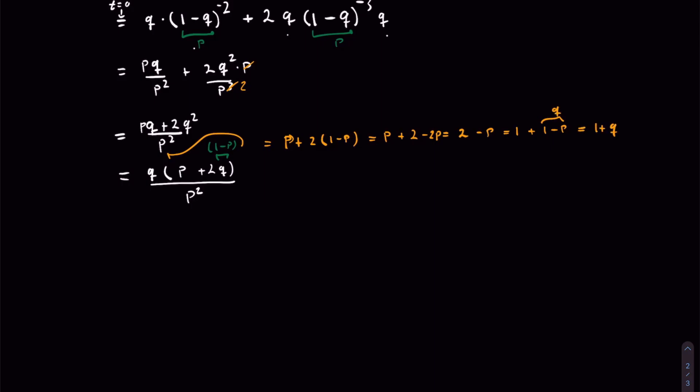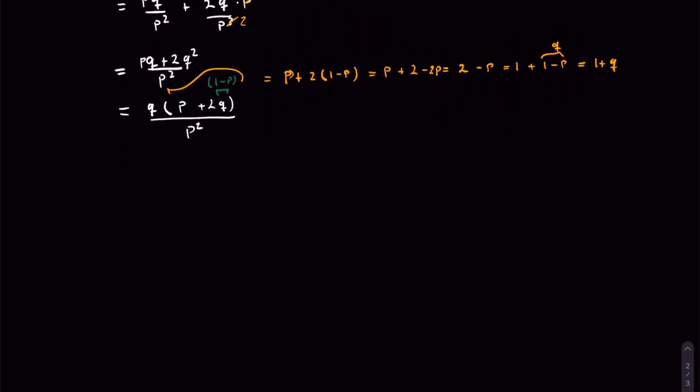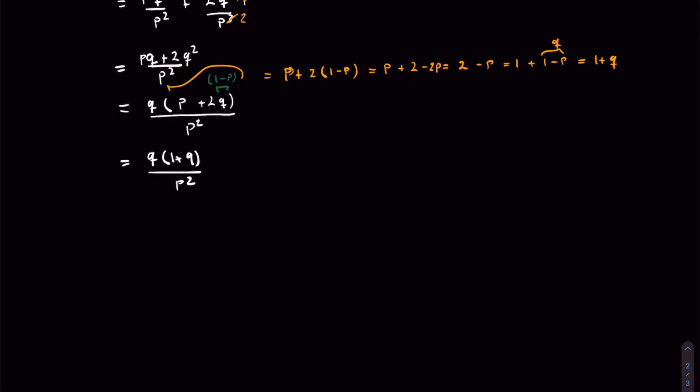Oh my god. So this is a little extra complication of kicking around things, but everything to get it a little neater. So this is then q times 1 plus q over p squared. All right, I think this is as simple as we can get it.